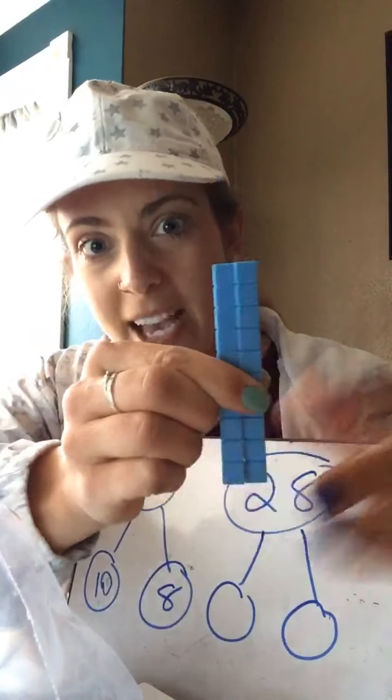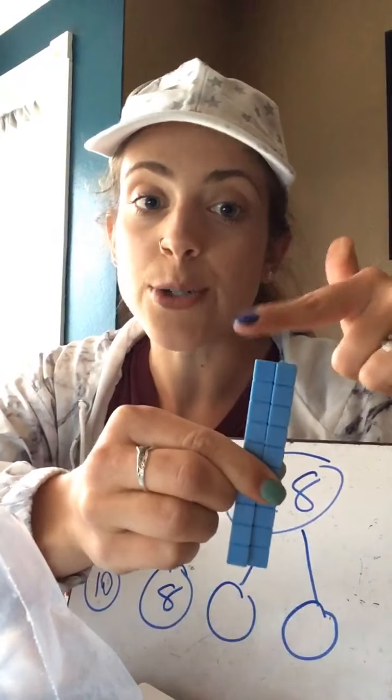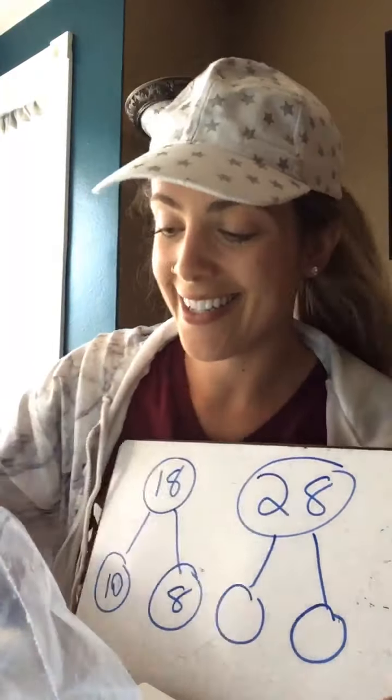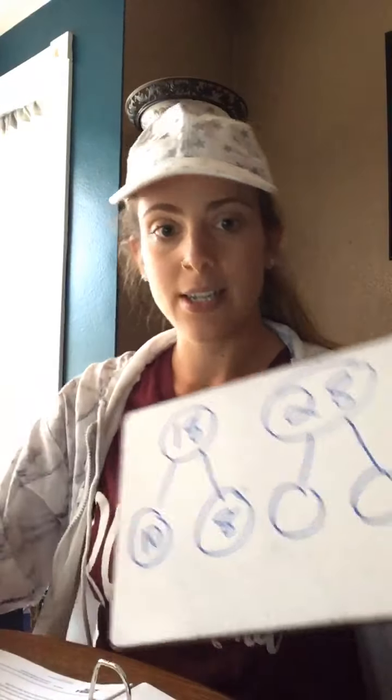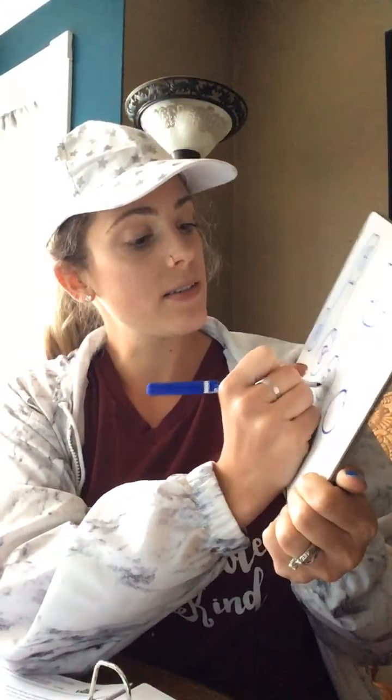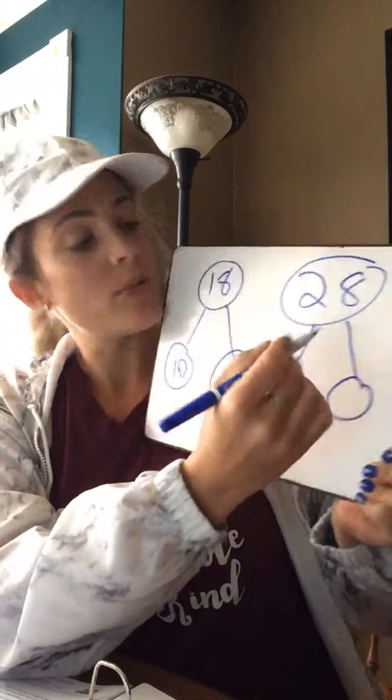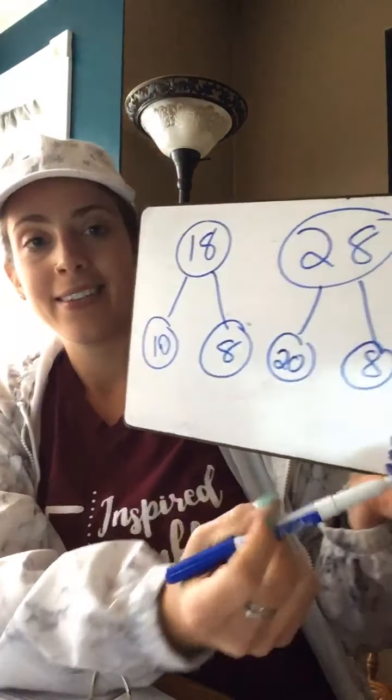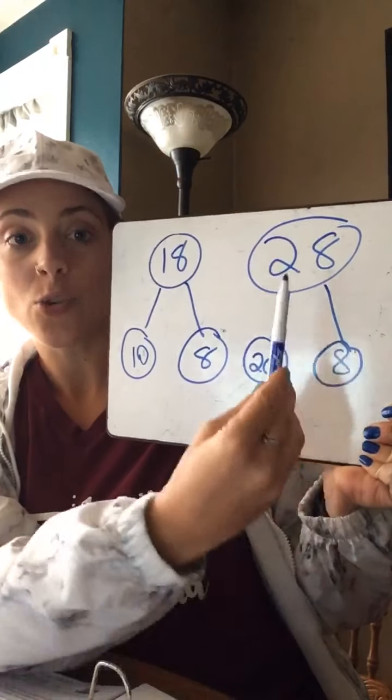2 10s is the same as, we can count every single one, but we also know 2 10s is 10, 20. So we can count 2 10s as 20, and then 8 in the ones place, that would just be 8. Is 20 plus 8, 28? Yeah, so we did that one right.